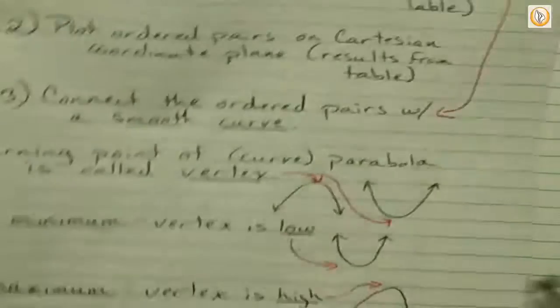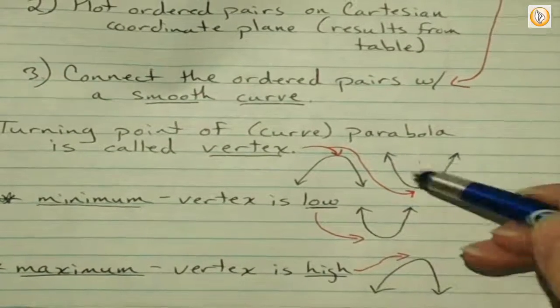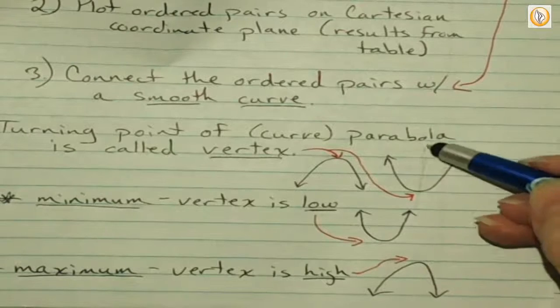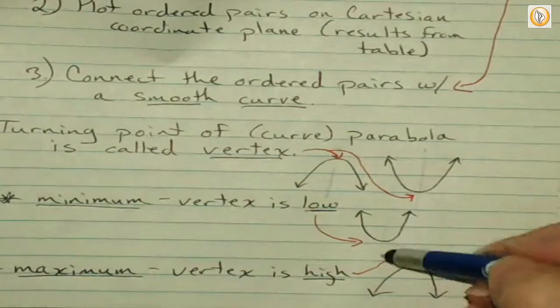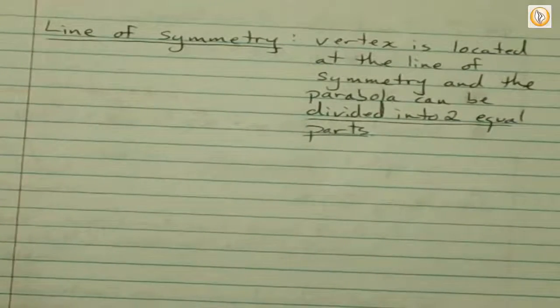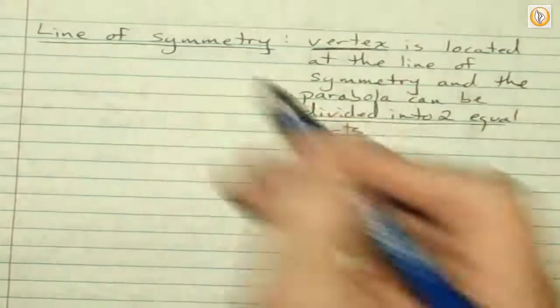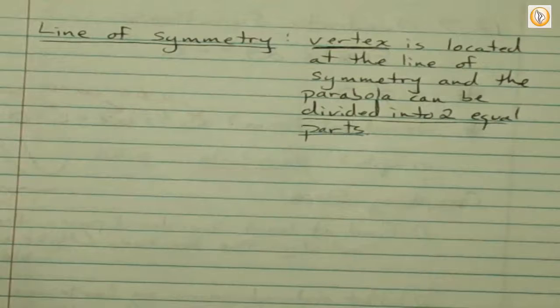Let me show you. If mine were drawn better, if you cut this just right down the middle, they're going to be mirrored images. Right at, well, that's not the vertex, but right at the vertex. Okay? The vertex is located right there at the line of symmetry. That's important to know.